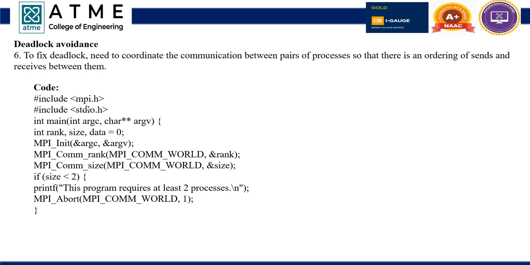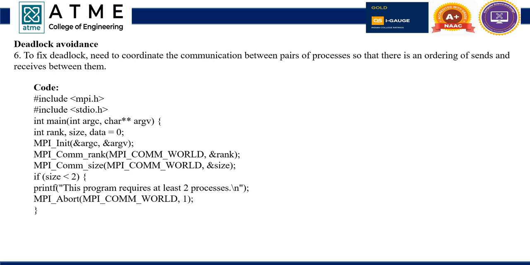So we include the MPI standard library header with the standard IO header, and initialize argc and argv, and initialize rank and size. Rank is the process ID, and size is the total number of processes, and the integer data variable, used for send and receive, is set to 0. Now initialize the MPI execution environment. So we call MPI_Init with argc and argv.